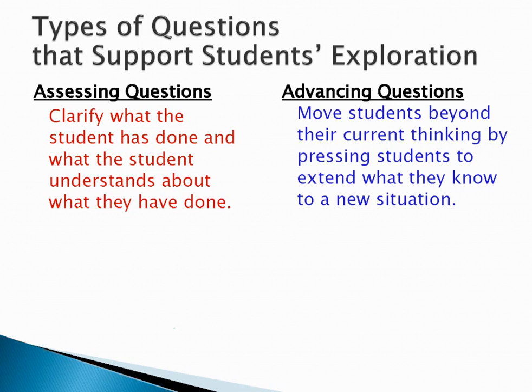Advancing questions, on the other hand, move students beyond their current thinking by pressing students to extend what they know to a new situation. This type of question will often begin with, "What if?" In an earlier example, Kira had 28 stickers and wanted to know how many more she would need to have 51. You might ask a student, "What if Kira only had 18 stickers? Then how many would she need?" Or, "What if Kira had 38 stickers? How many more would she need?" Then follow up with, "Do you see a pattern in your answers?" This type of questioning would move the student beyond the current situation to consider how decreasing or increasing the number of stickers Kira has by 10 affects the outcome.